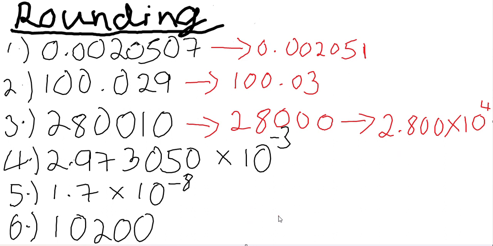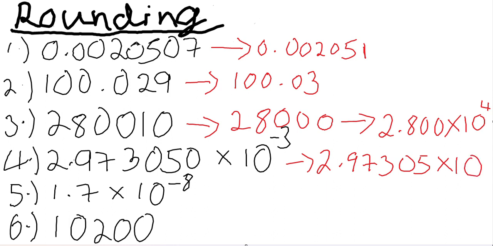Okay, the next number, one less sig fig, which means from 1, 2, 3, 4, 5, 6, 7 sig figs to 6 sig figs, is simply going to be, if we keep it in scientific notation, 2.97305 times 10 to the -3. Next one, from 2 sig figs to 1 sig fig. 1.7 when rounded to 1 sig fig will be 2 times 10 to the -8.